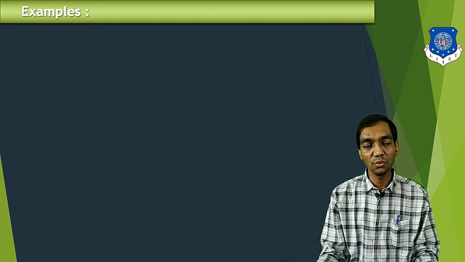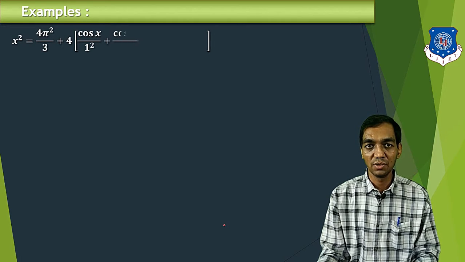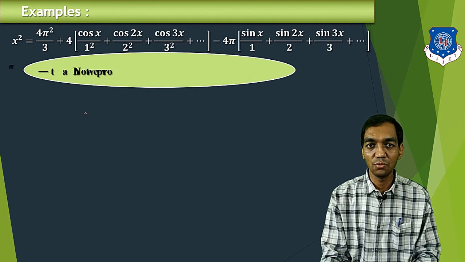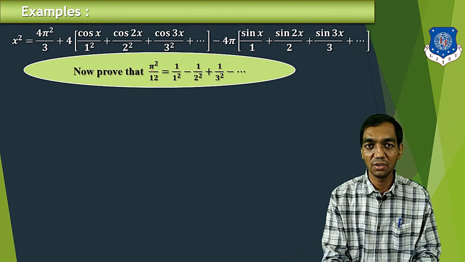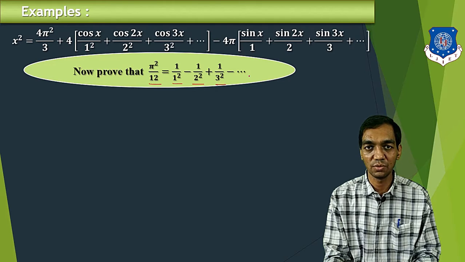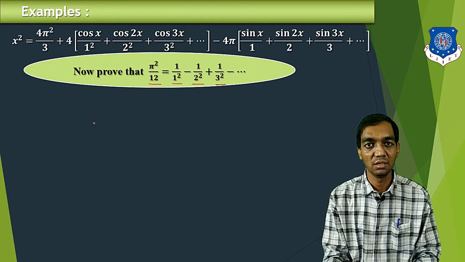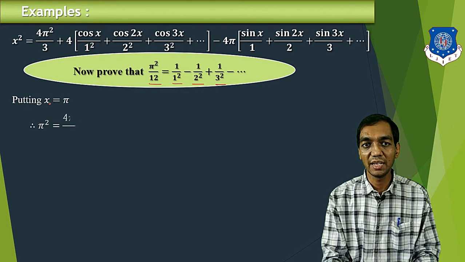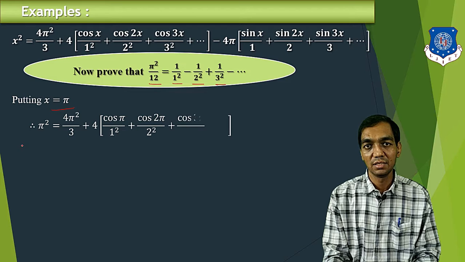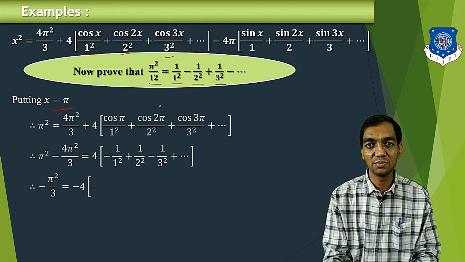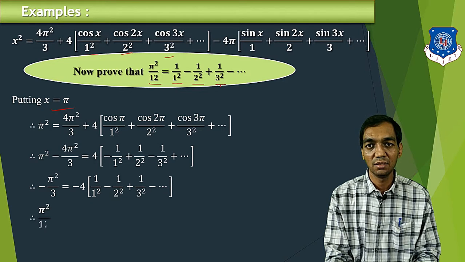Now we are going on to the deduction. Once this is our Fourier series which we have written on the above page, now we have to prove that pi square by 12 is equal to 1 upon 1 square minus 1 upon 2 square plus 1 upon 3 square and minus and so on. That means you require the terms with a square in the denominator, correct? So we are going to put x is equal to pi.